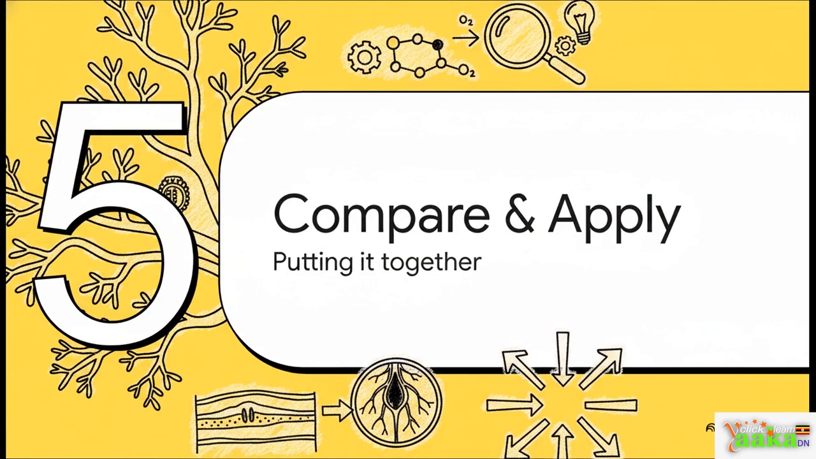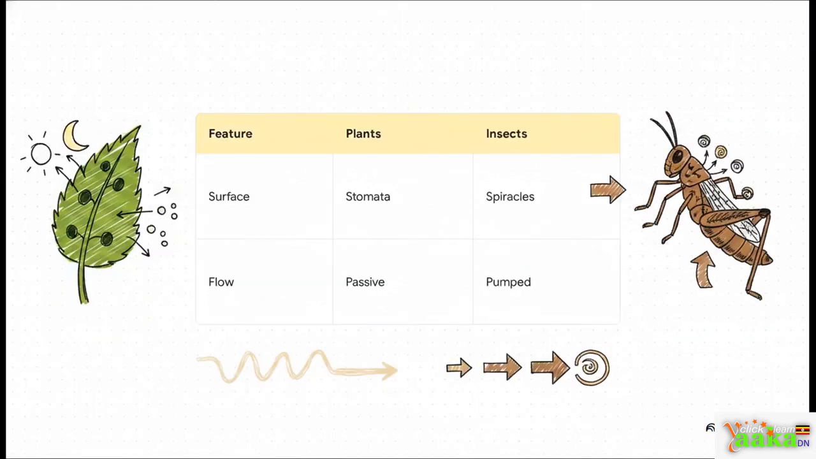And that brings us to our final section, comparison and application. It's time to put everything we've just learned together. When you compare these two systems, say, for a big essay question, the similarities and differences become super clear. Check out this comparison table. For the main surface, plants use stomata while insects use spiracles and tracheoles.